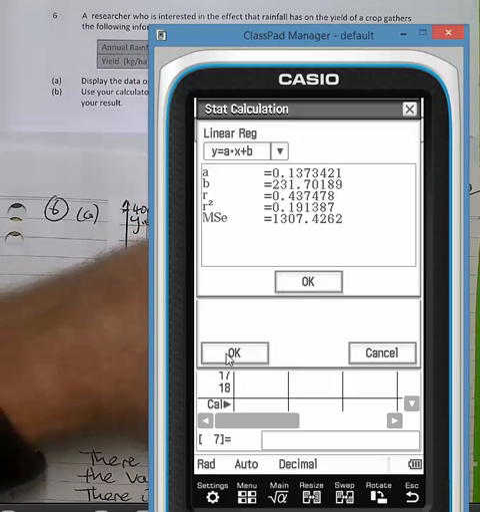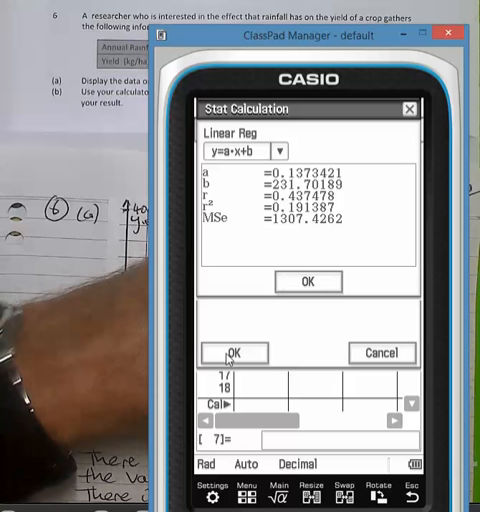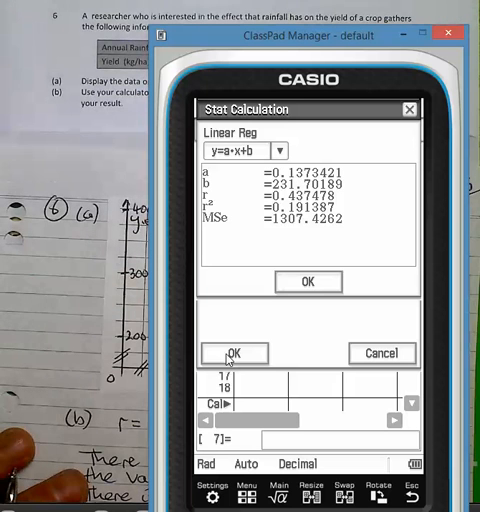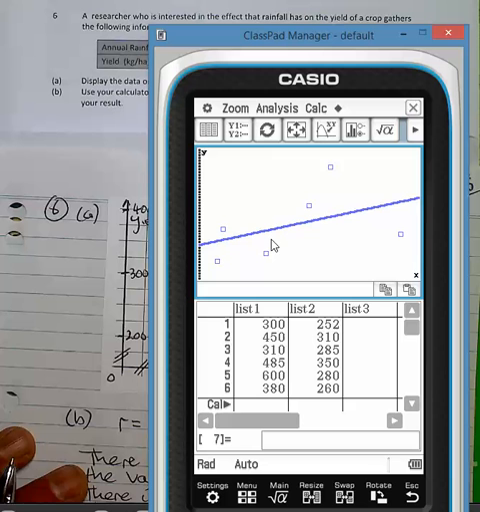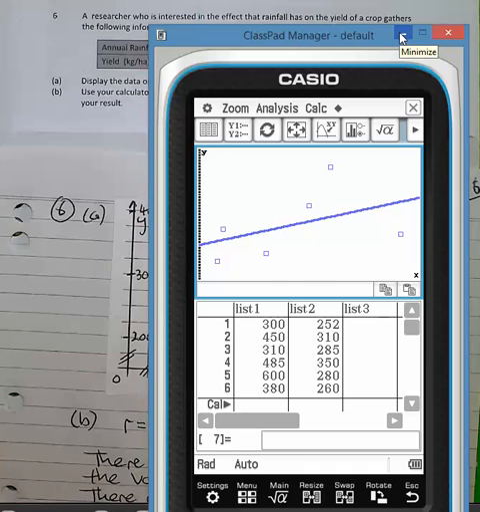0.137x plus 231.702. Key thing, my correlation coefficient of 0.4378. Just make sure you record those. If you want to have a look at the graph, you can see there, a little shaky, but there is a positive, or moderately positive, weak positive I should say, correlation between them.